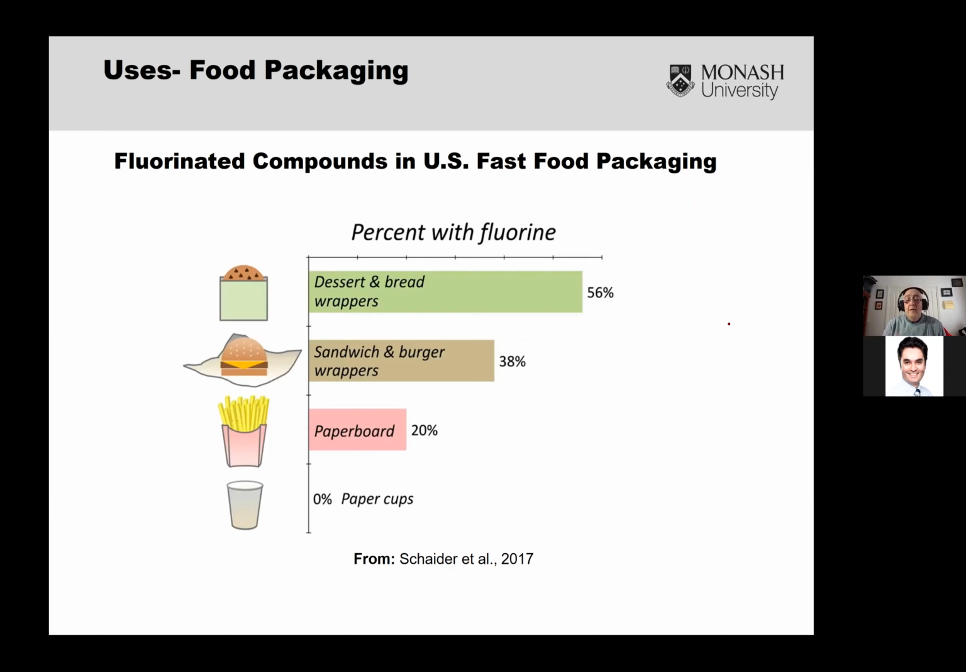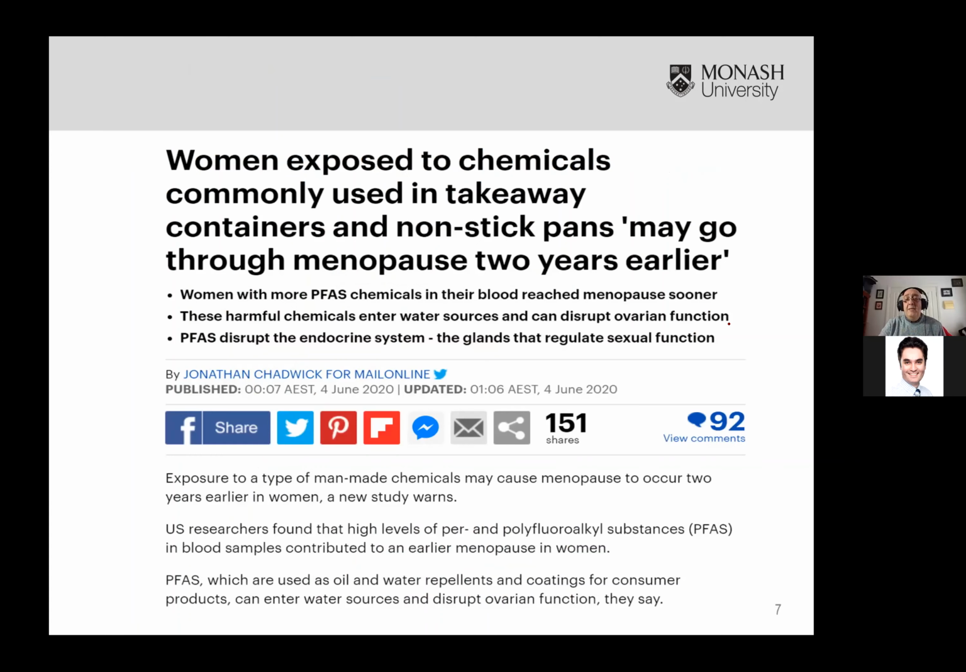If you look, for example, at dessert and bread wrappers, they represent about 60%. So 60% of these materials actually are in these wrappers, whether dessert or bread wrappers. If you look at sandwich and burger wrappers, close to 40%. Paperboard for your French fries, about 20%. Why is this important? Because recently a link has been made to health.